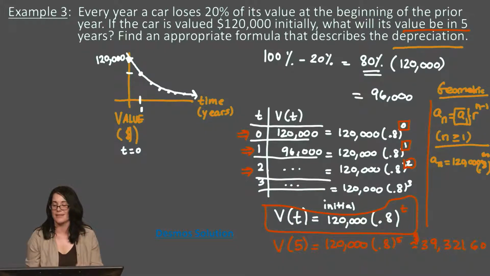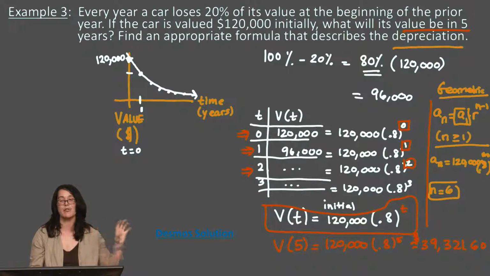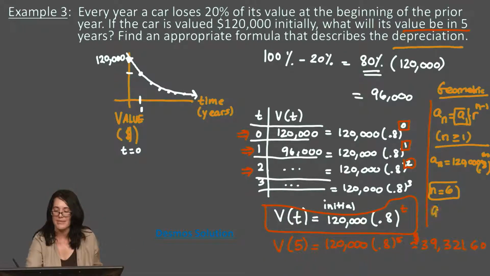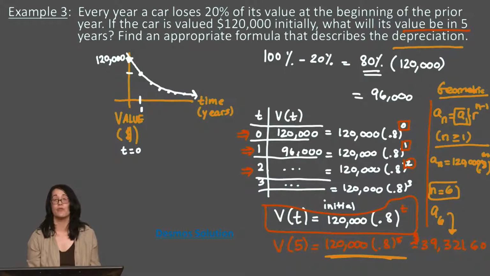Not exactly. If you had plugged in n equals 5, you'd get a different answer. But what you would have had to do is plug in n equals 6, because that would be 6 years after a sub 1. If a sub 1 is where you started, 5 years go by, you're looking for a sub 6. And when you plug it into that formula, because 6 minus 1 is 5, you'll end up getting the same result as we had below, $39,321.60.